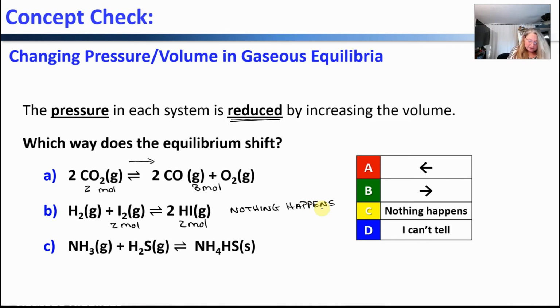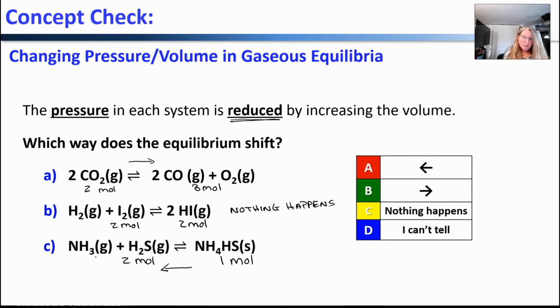All right, now this one. So I have 2 moles on this side and 1 mole on this side. So that tells me if I reduce the pressure, I'm actually forcing the reaction to go back that way to counteract, to produce more moles.